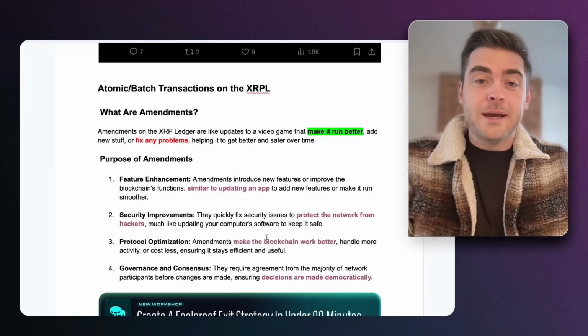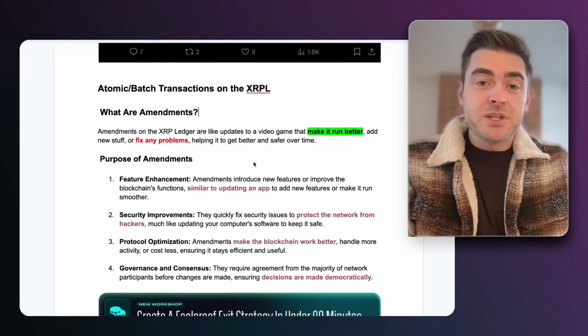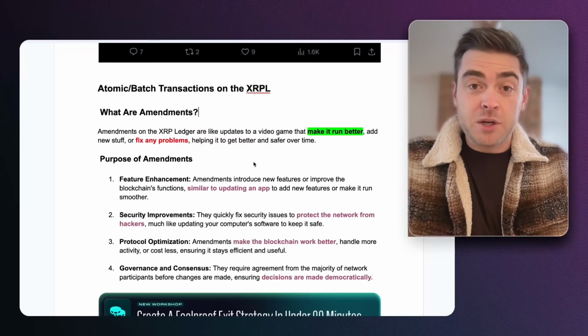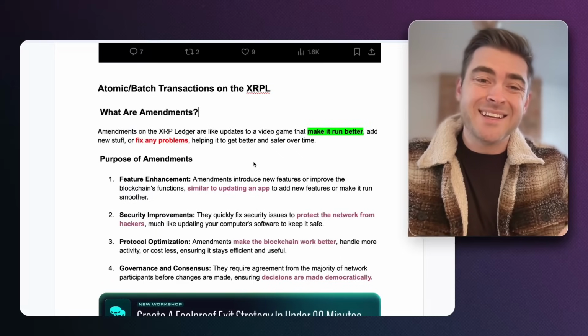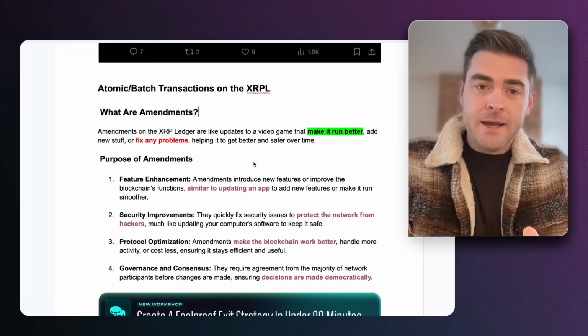I think because there may be some beginners watching these videos, we need to really understand what amendments are in the first place. So amendments are just changes that are made to the blockchain. The blockchain we're talking about here is the XRPL. That's the blockchain that the token XRP runs on.